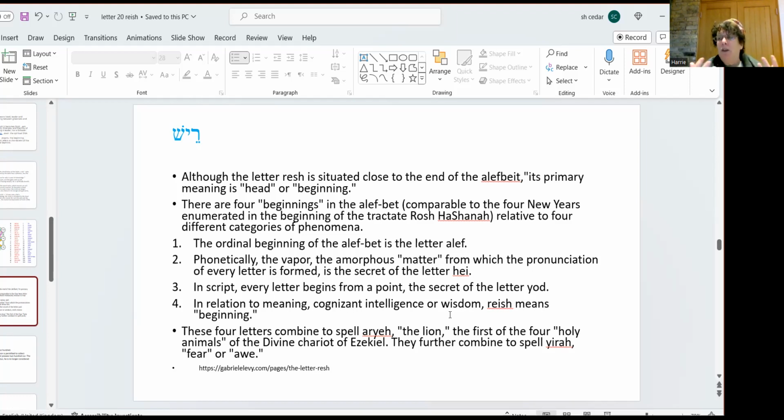So this is our intelligence, our wisdom when we begin something. The 4 letters together, the Aleph, He, Yod, and Resh, spell Aryeh in Hebrew, which means lion, the first of the 4 holy animals of the divine chariot of Ezekiel. And they can also combine in different ways to spell Yira, fear or awe. You are meant to balance your love of God with your fear. Awe more than fear. Love and awe. My goodness, wow, sort of reaction at the same time.